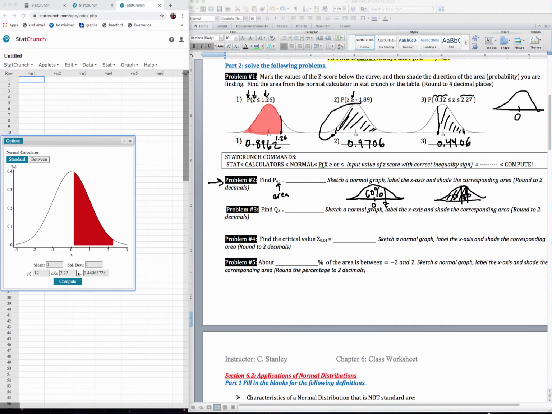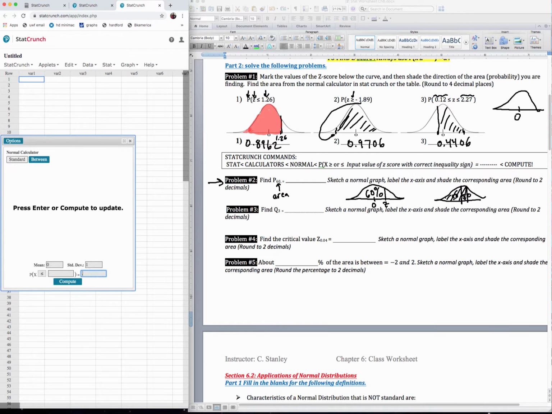To find it on StatCrunch, you have to work backwards. Let's go back to standard. Run standard. Now, what we want to do is, since we're working with the left side here, we want to flip this to a less than sign. And now we want to come over to this right box and put in 0.6 there. So if they give you an area, that's how you do it. If they give you an area here, look, I'm over here on the left, on the normal calculator. If they give you an area, you put that area in here, and then the z-score of the data will fall out here. So this answer is going to be 0.25. Really doesn't matter. I'll just do 3.3.